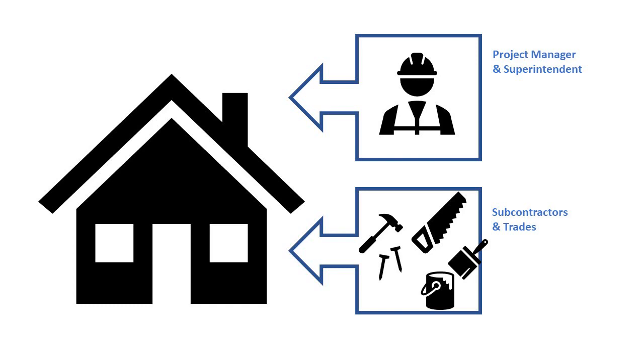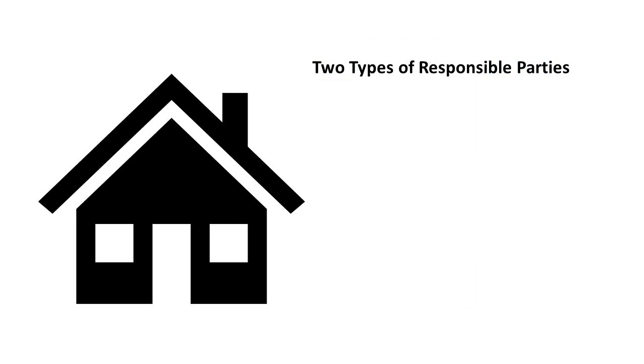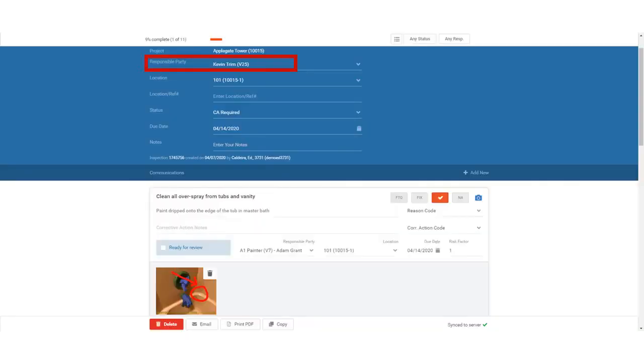FTQ360 lets you assign accountability or responsibility to two categories of responsible parties. You can have a primary responsible party and an open item responsible party. Primary responsible parties will display in the responsible party field of the top blue header on an inspection. Open item responsible parties display in the responsible party drop-down of an open item checkpoint.